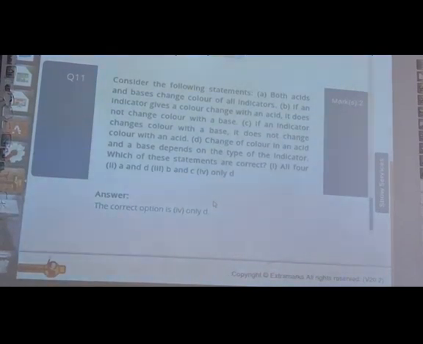In this way, all the exercise, the NCERT exercise of this chapter, is completely completed. Thank you. Now tomorrow onwards, I will start the next chapter, that is physical and chemical changes.